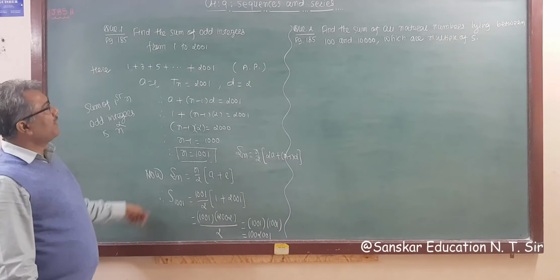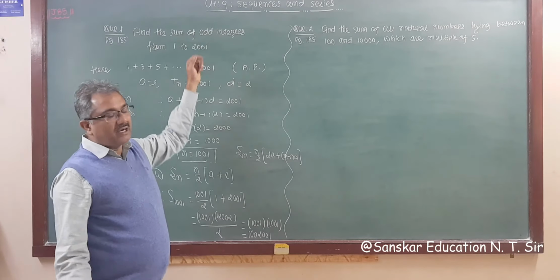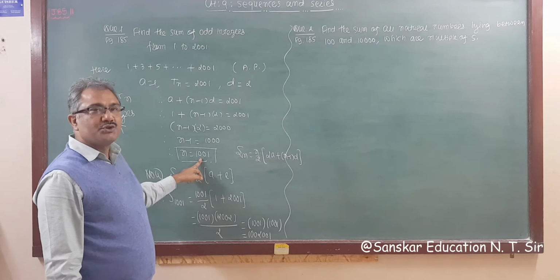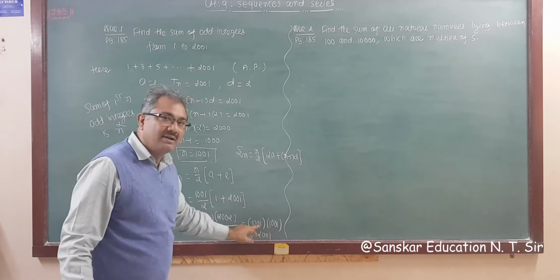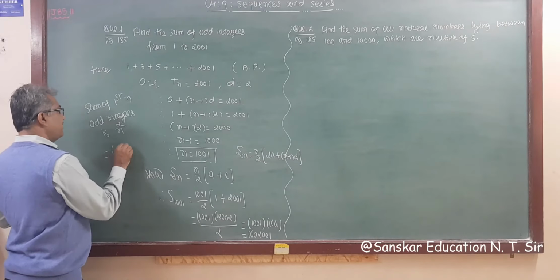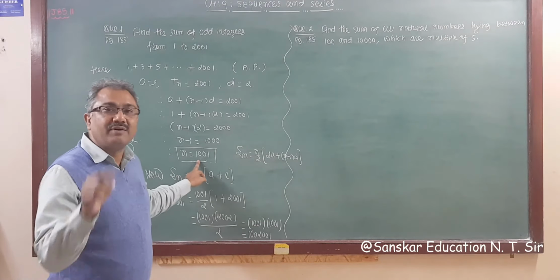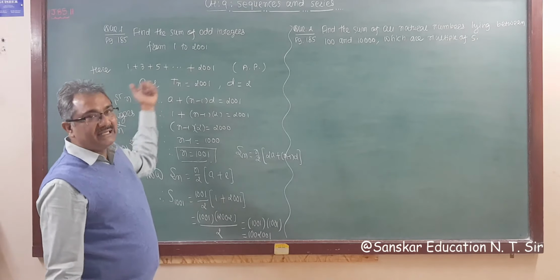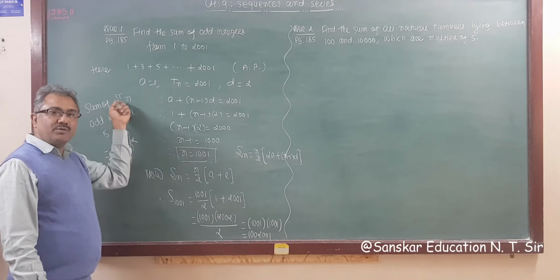The sum of the first n odd integers is n square. It is given from number 1 to 2001, but how many numbers are there? The numbers are 1001. So the sum of this is 1001 square. You will get the same answer. So your answer will be 1001 whole square, the sum of the first 1001 odd integers. Right? So we have to remember this.